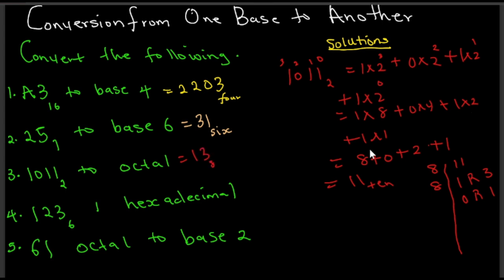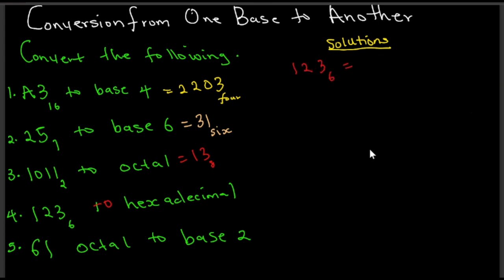Alright, so next one says, convert 123 base 6 to hexadecimal. Okay, let's wipe this off. Our first step is to convert 123 base 6 to decimal. So this is powers 0, 1, 2. 1 times 6 to the power of 2 plus 2 times 6 to the power of 1 plus 3 times 6 to the power of 0.